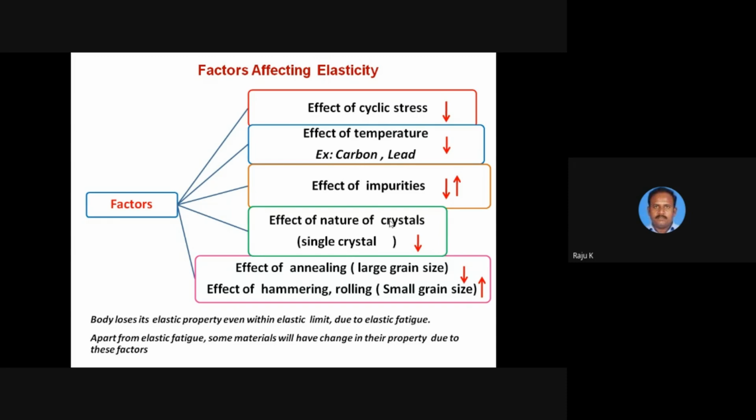And then the effect of impurities. Depending upon the requirement of the change in the elastic value of the material for a particular application, sometimes we need high elasticity, sometimes we need the low elastic nature of the material. So in such a case, by adding some impurities, we can alter the elasticity. Thus, depending upon the impurities that are added, the elastic nature of the material may increase or decrease.